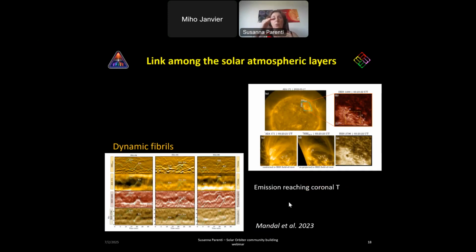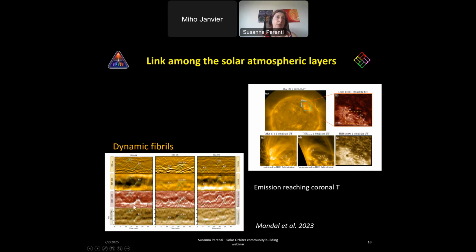The other thing is you can use IRIS to go down in the atmosphere, like in this case. This is Mandal, who was interested in the dynamic fibrils in an active region. So you see, he selected several fibrils here and put together the time with this method of the J-map here. He put together HRI, AIA 171, and the IRIS cool line.